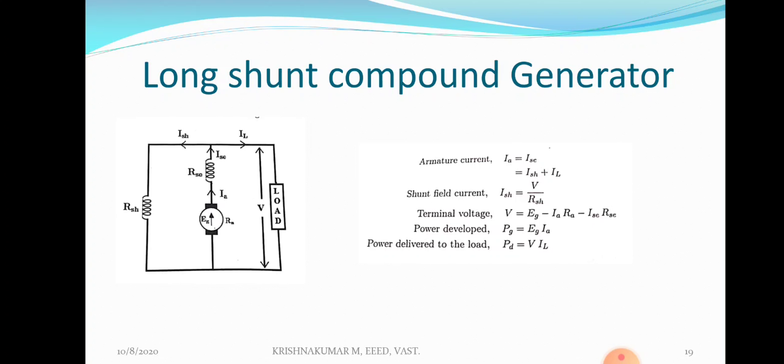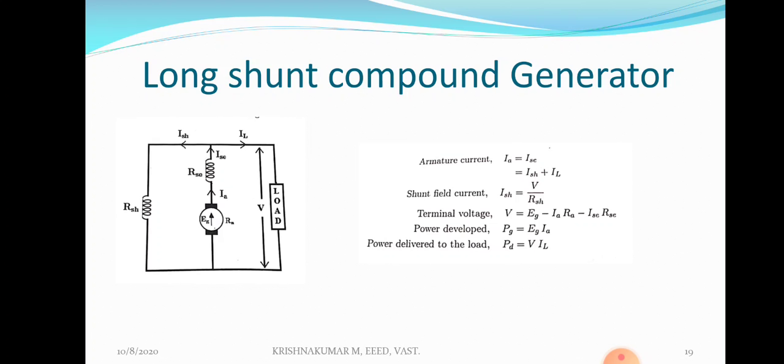In the long shunt compound generator, the armature winding and series field winding are electrically connected in series. That whole combination is connected across the shunt field winding. That is, the shunt is long, covering the armature and series field. Hence, it is termed a long shunt compound generator. The armature winding and series field winding are in series, and that whole combination is connected in parallel with the shunt field.